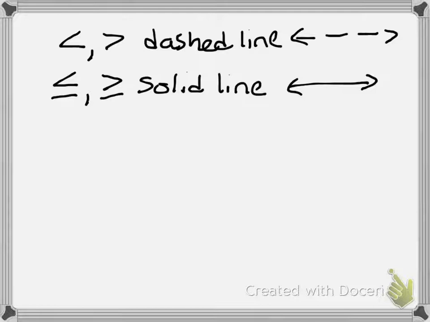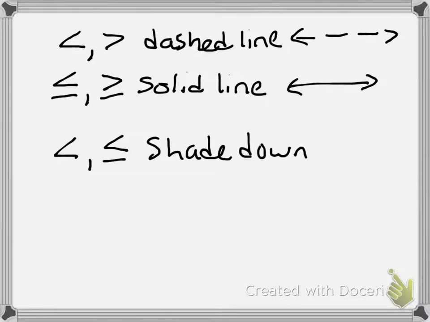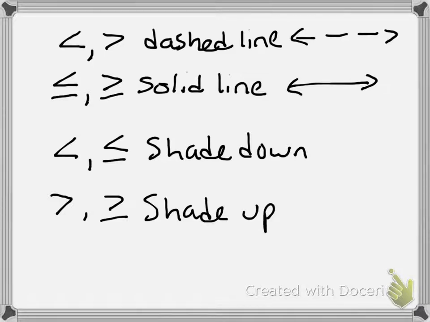The other part that we have to be careful with is when we're shading. I'll show you multiple ways of doing this. But if you are dealing with a less than or equal to in your equation, you're going to shade down. Okay, and this applies if our y value is first. That's why I'm going to show you a couple different ways to do this. If you're dealing with a greater than or a greater than or equal to, you're going to shade up. So no matter if my line is facing down or up, I'm going to do that for both of these.